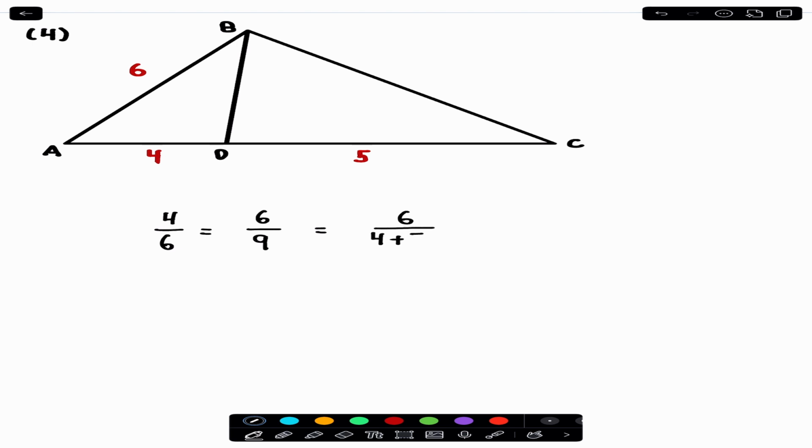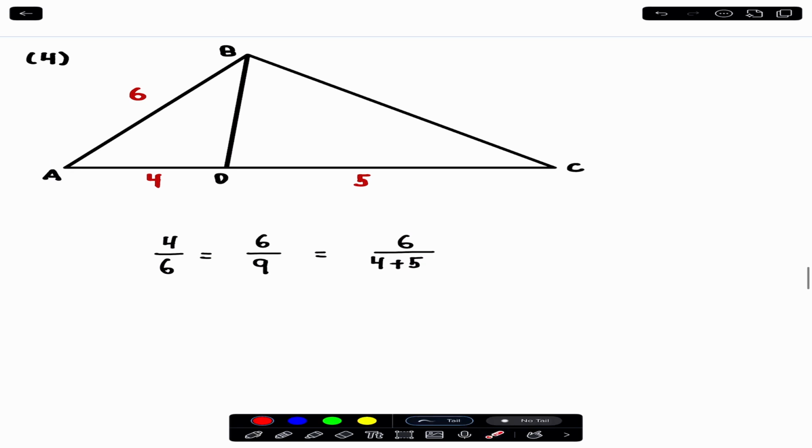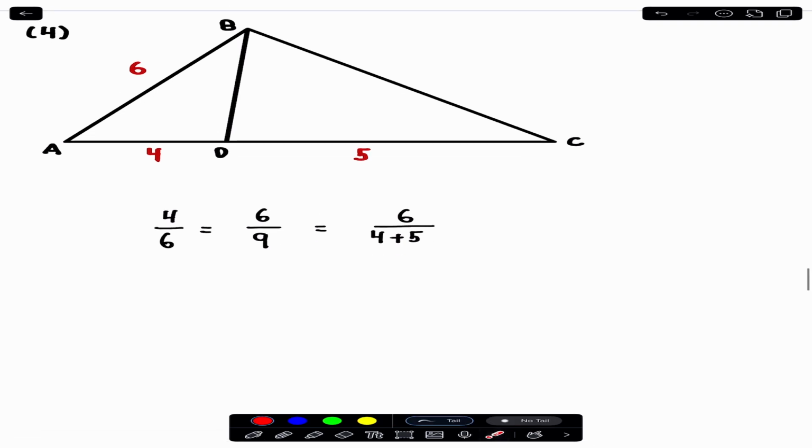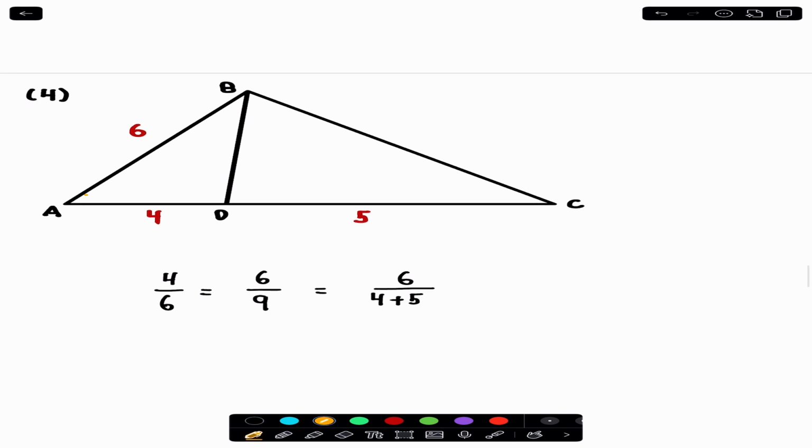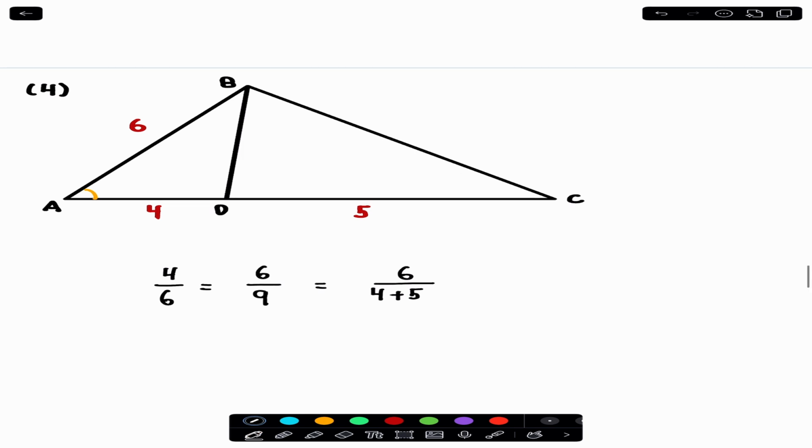You take 4 and 5, 4 and 5, and add them together. Okay? There we go. So 4 over 6 is equal to 6 over 9. So there's our sides. I promised you a side, angle, side. So where's the angle? Over here. This is where the angle is.